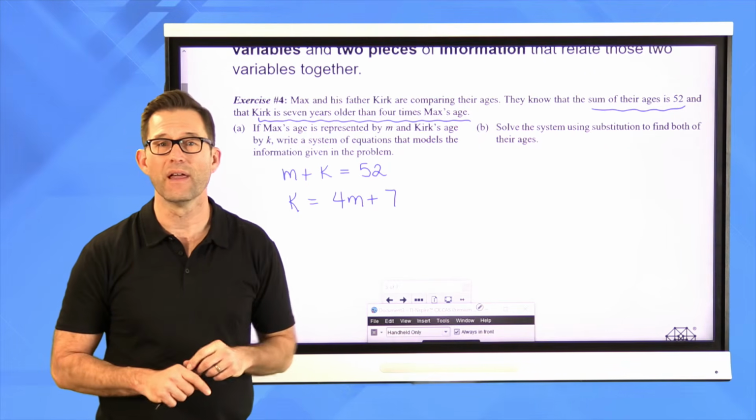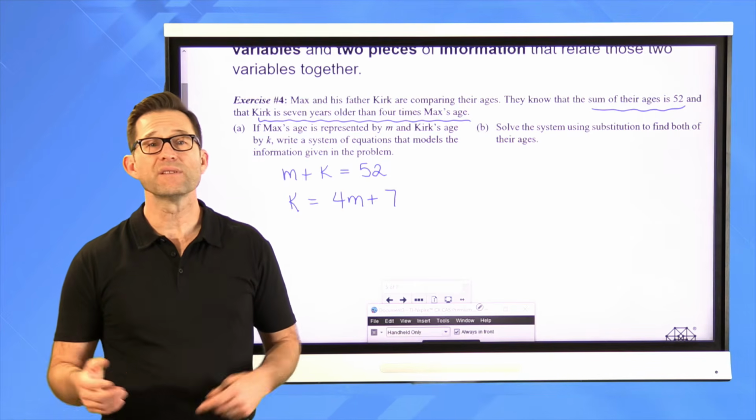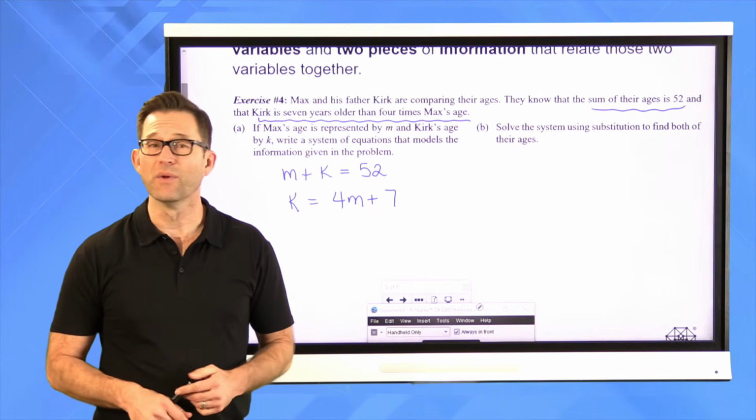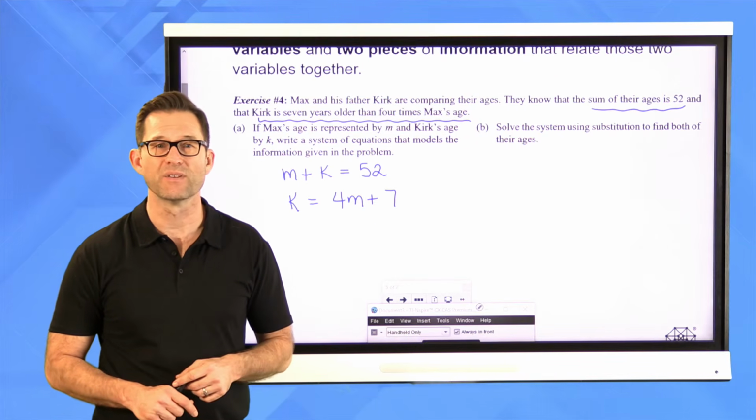Let's take a look at letter B. Solve the system using substitution to find both of their ages. Awesome. Well, it doesn't matter whether they're X's, Y's, or M's and K's. You do it the same way. Pause the video now and see if you can solve this system by substitution.